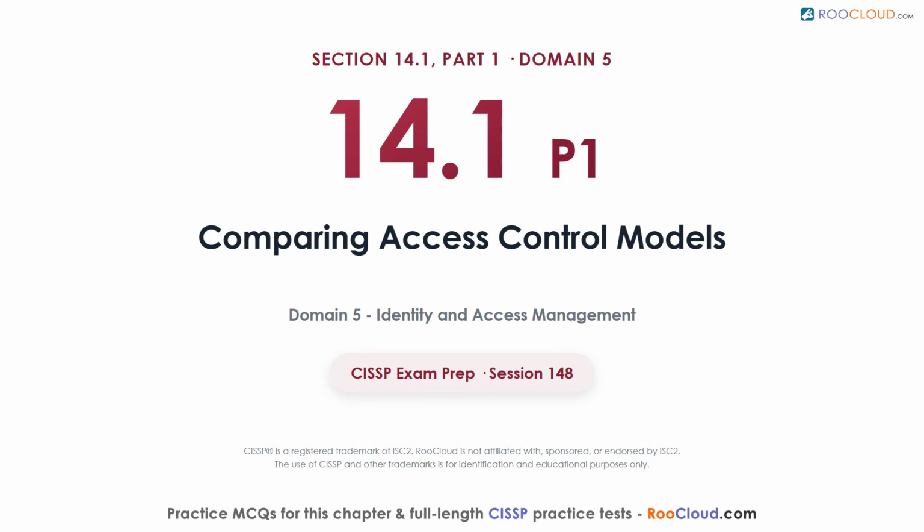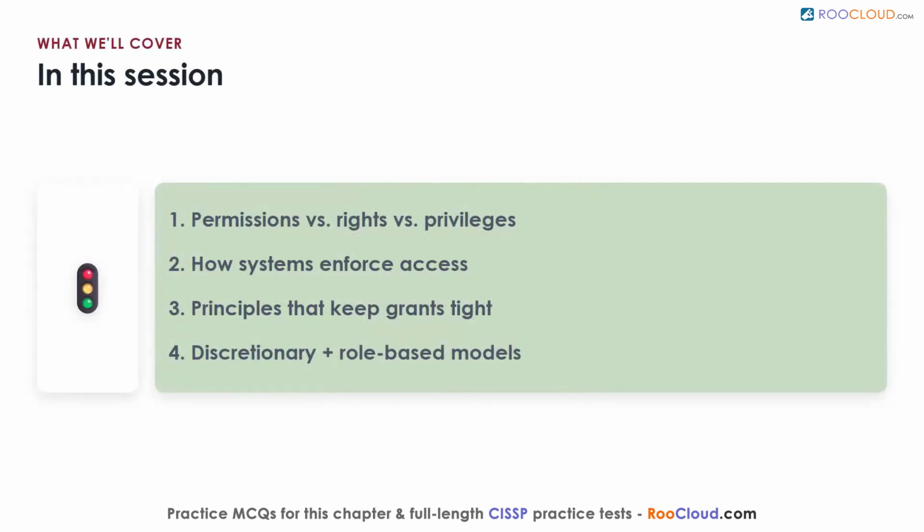This part opens our study of how systems decide who gets to touch what. In this session, we'll unpack the machinery behind authorization. What is the difference between permissions, rights, and privileges? How do systems mechanically enforce access decisions? What principles keep those decisions tight? And how do the discretionary and role-based models actually work?